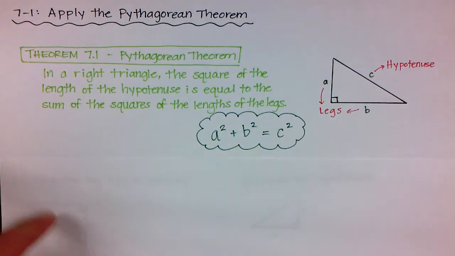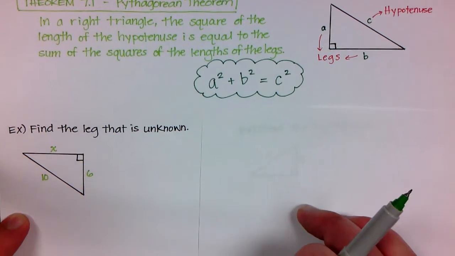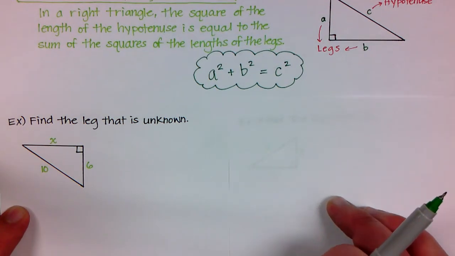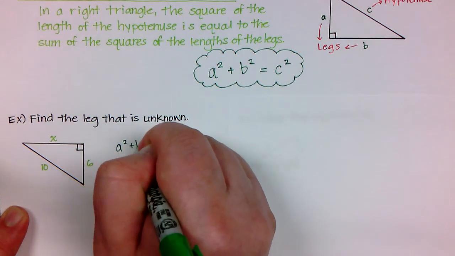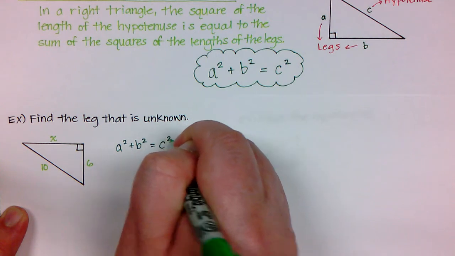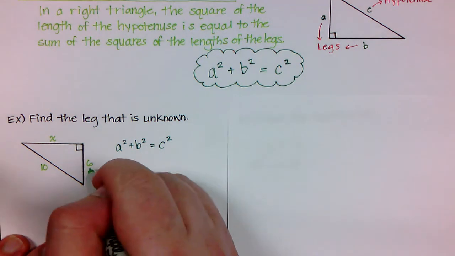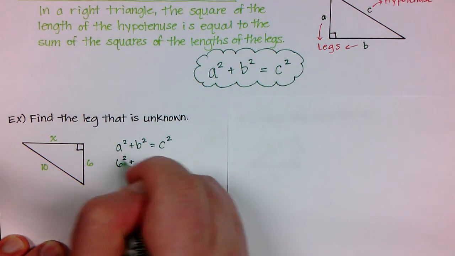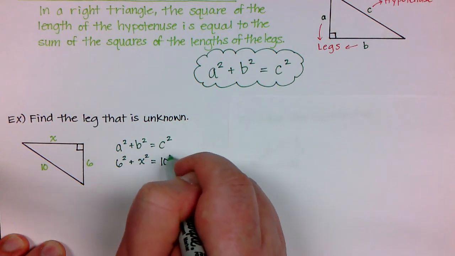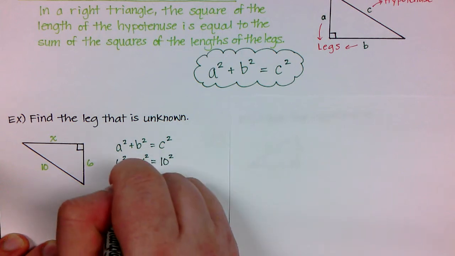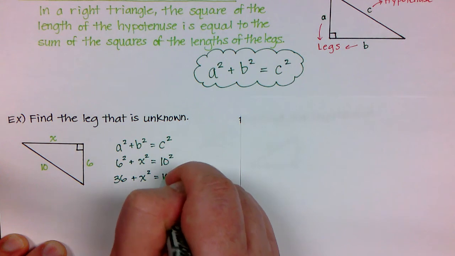Okay, so our first example is just asking us to find the leg that is unknown. So what I want us to do is to first start by writing a squared plus b squared is equal to c squared. We're going to write this at the beginning of all of our problems, and then we're just going to fill in what we know. I know one of the legs is 6, so I'm going to write 6 squared. One of the legs is unknown, so that's going to be your x squared, and the hypotenuse is known, it's 10, so I'm going to fill that in. So 6 squared is 36, x squared is going to remain, and 10 squared is 100.